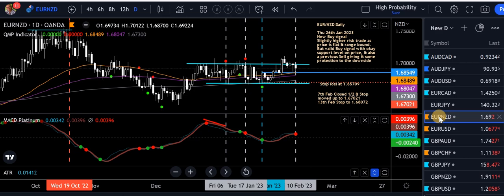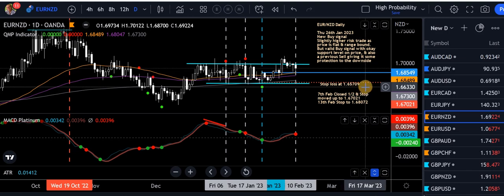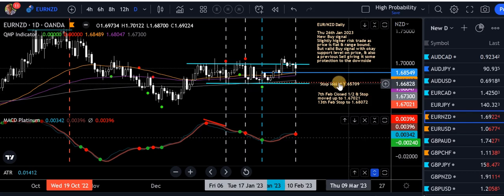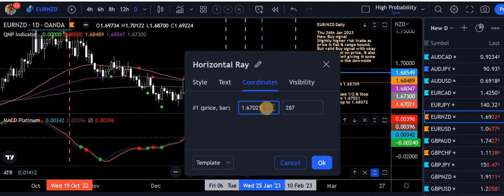All right, Euro New Zealand. Now, it's highlighted in orange. There's a reason for that, as there is going to be some trade management on Monday. So the stop is currently at this level here, 1.65709. Monday morning when the market opens, I'm moving up to 1.68072. So I'll just, bang. I've already made my notes there. Let's move the stop up. This is what's going to happen.